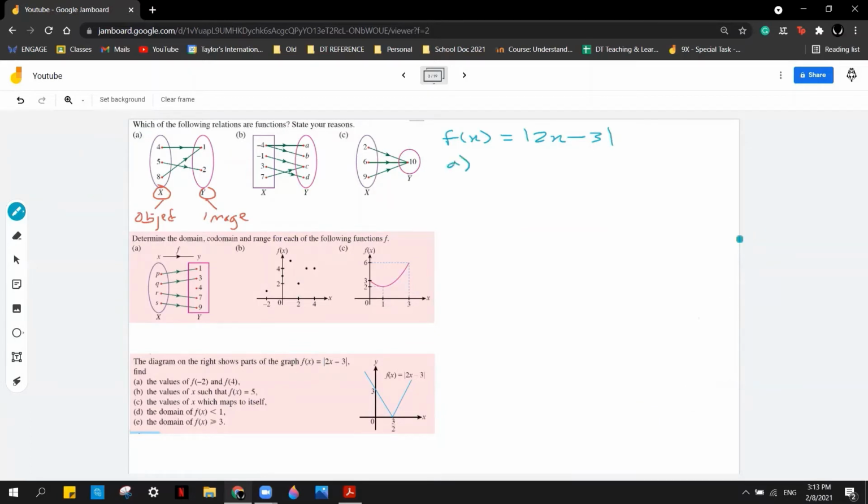Let's go for part A. How do we solve f with the x value equal to -2, meaning x equals -2? Just take the function, which is 2, and now the x here is -2, right?